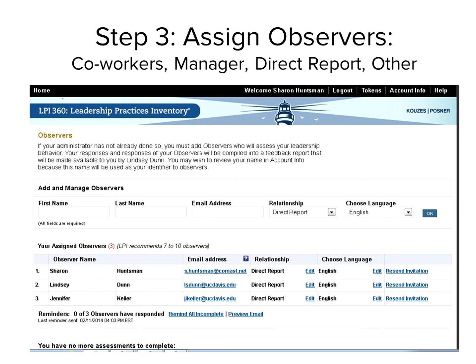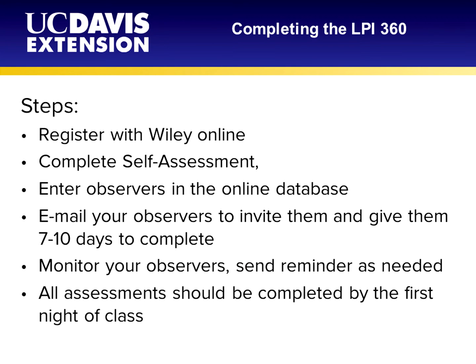I highly recommend that you send them a personal email to give them a heads up that you're asking them to complete this survey for you as part of the executive leadership program. And give them a deadline. We'd like to get their input before the program begins. After you enter your observers, I recommend that you go online and check their progress and send them a reminder if you need to so that you can make sure you get all of that feedback into the system by the start date of the executive program.